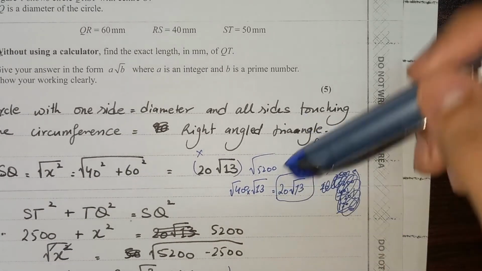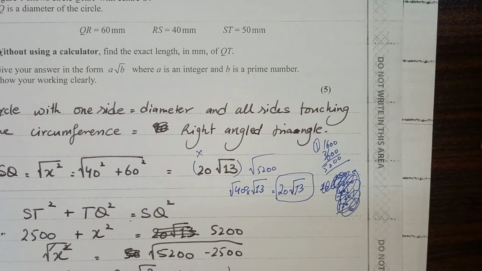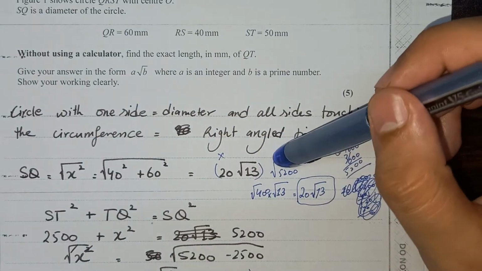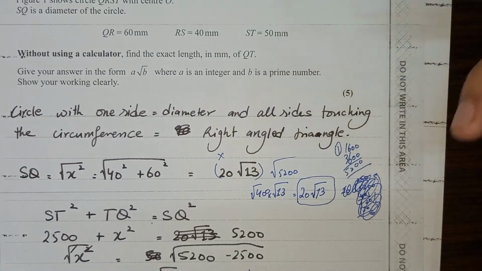Now simply writing the answer like this is wrong. What you need to do is, because they said without using a calculator, you cannot just write it here. This will give them the impression you used your calculator to simplify and write your answer directly.